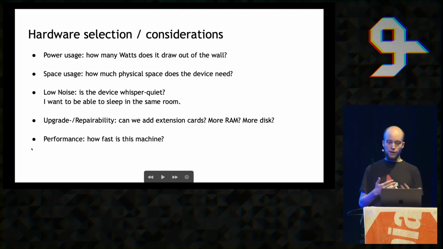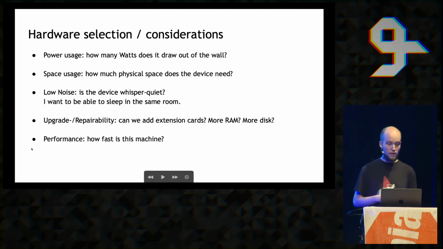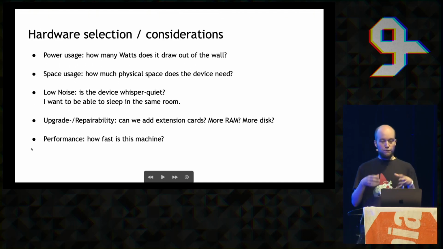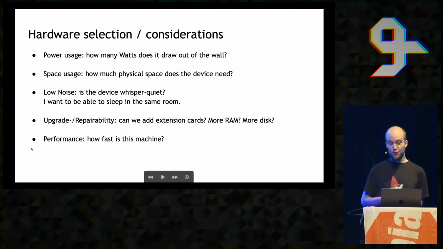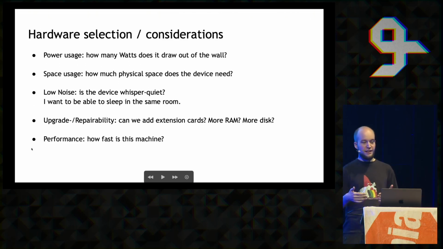So I already explained a couple of Pis and how they use very little power. For me, power usage is an important factor, like how many watts the device draws out of the wall, because it also influences the heat development, especially on days like this one. Then, of course, the other question is space usage. How much physical space will your server or device need? Very closely related to space usage is where you place it and how loud it can be?